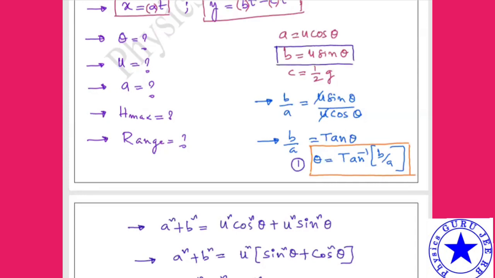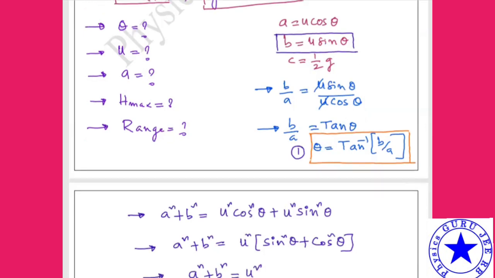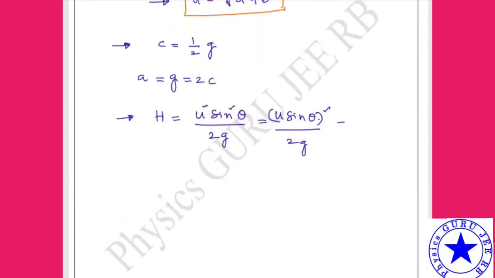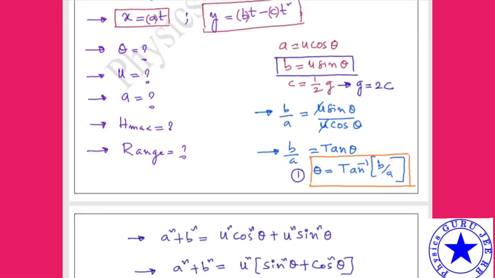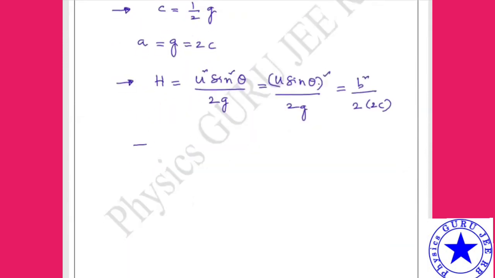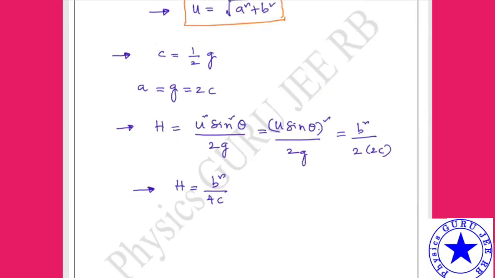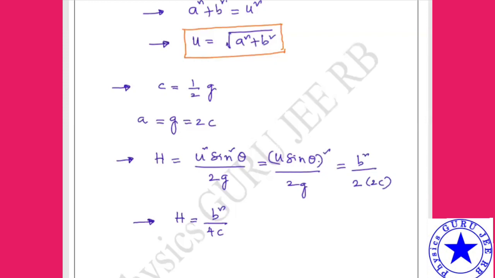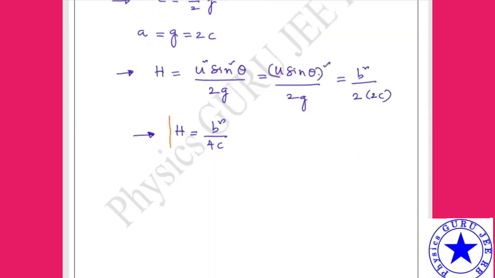Yes or no, tell me. So b is equal to what? U sine theta. And what we require? g I require. So how can I write g? See, g is equals to 2c, right? Simply substitute in that particular terms. So this is nothing but b square divided by 2. g is nothing but what we got? 2c I got. So now I can write 2 into c, that is 2c. So I can write h maximum, h is equals to b square divided by 4c. This will be the answer for maximum height. Hope this is clear. Fine, everybody. Now h is equals to b square divided by 4c.